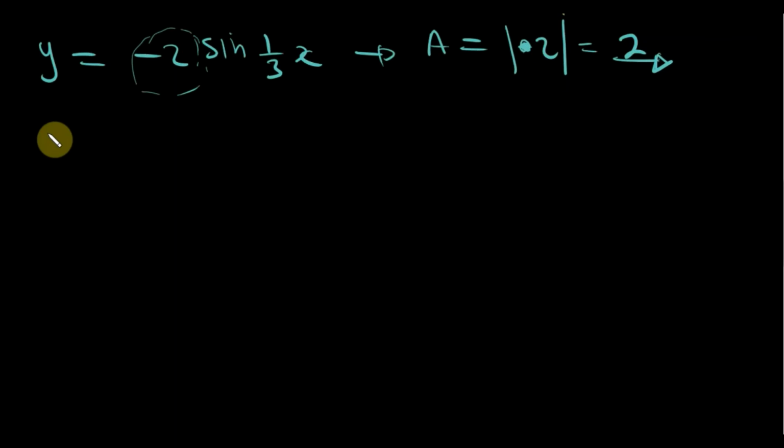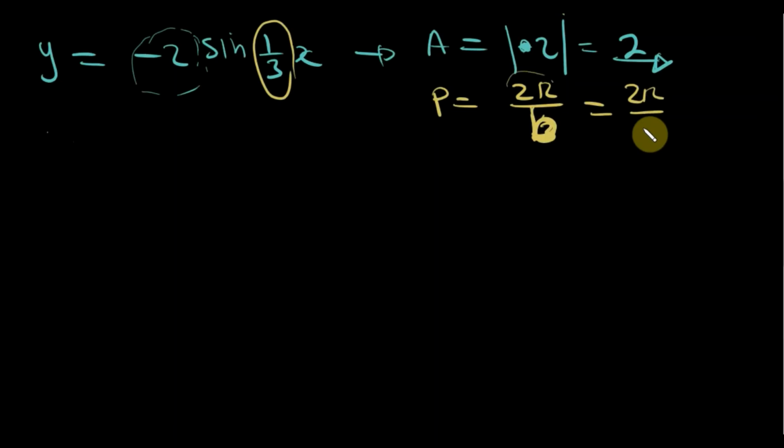So what about the period? Well, the period in this case would be 2 pi over 1 over 3. So 2 pi divided by b, that's the formula, and b is always the coefficient of x. So 2 pi over 1 over 3 gives you the period, which is 2 pi times 3 over 1, 6 pi.